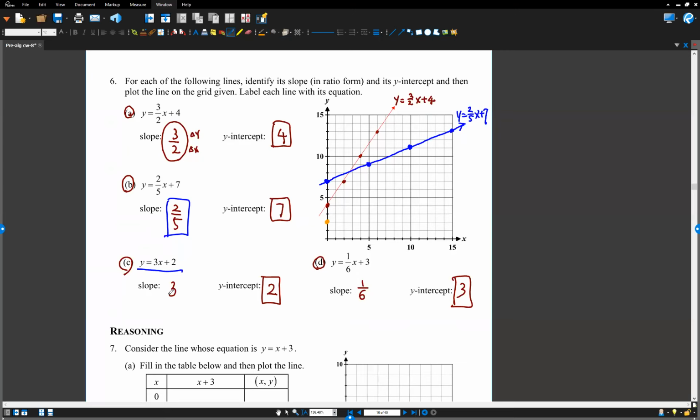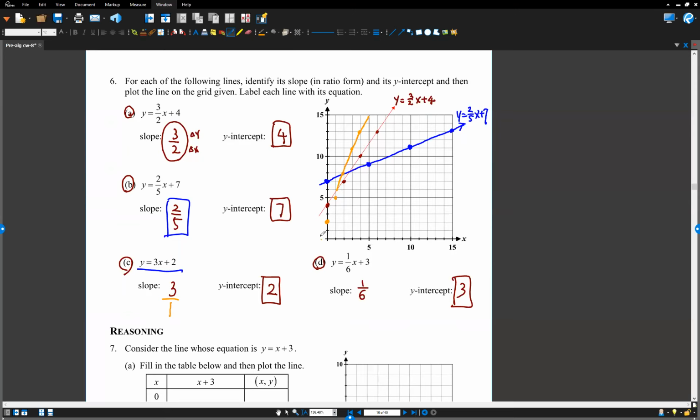And follow the pattern. Where is it? Oh, 3 is what? 3 to the 1. That is 3, right? 1 right, 3 up. That is the next point. 1 right, 3 up. Next point. 1 right, 3 up. No more. That's enough.